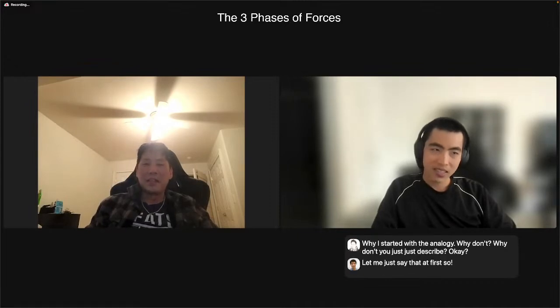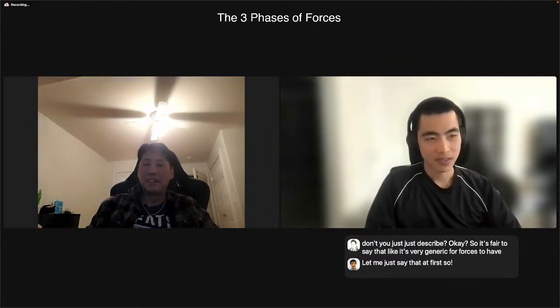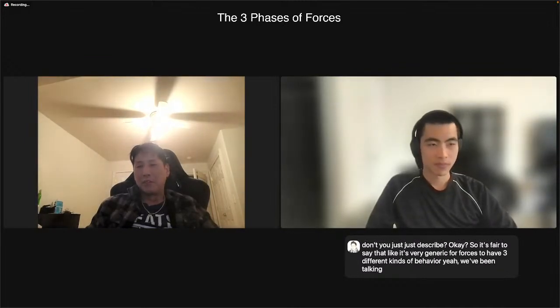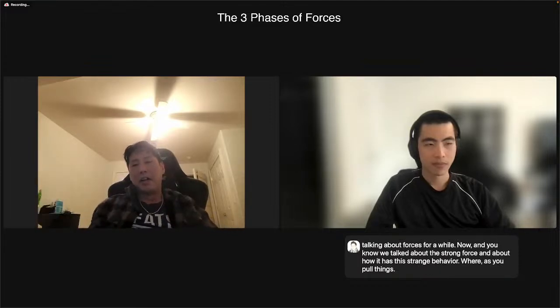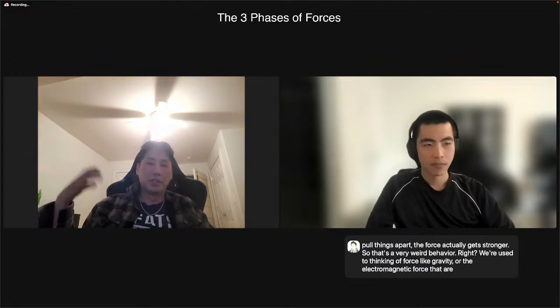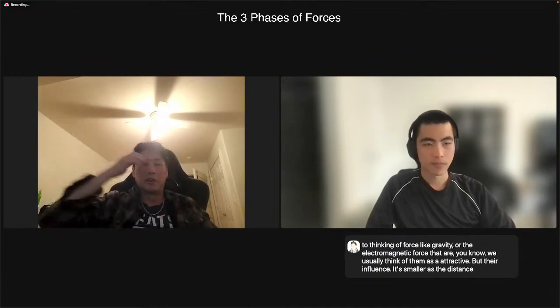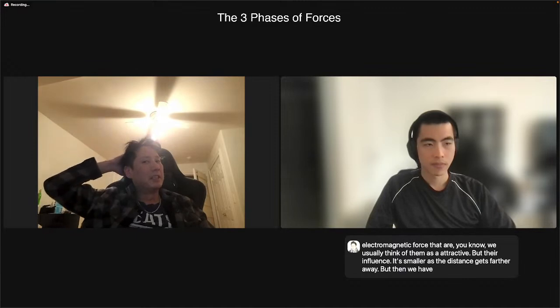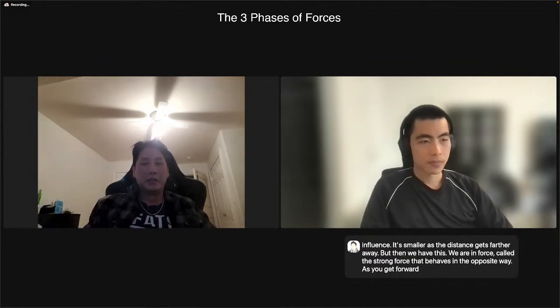Okay, so it's fair to say that it's very generic for forces to have three different kinds of behavior. We've been talking about forces for a while now, and we talked about the strong force and how it has this strange behavior where, as you pull things apart, the force actually gets stronger. That's a very weird behavior, right? We're used to thinking of forces like gravity or the electromagnetic force that are attractive, but their influence gets smaller as the distance gets farther away. But then we have this weird force called the strong force that behaves in the opposite way. As you get farther away, the strength of the force actually increases.